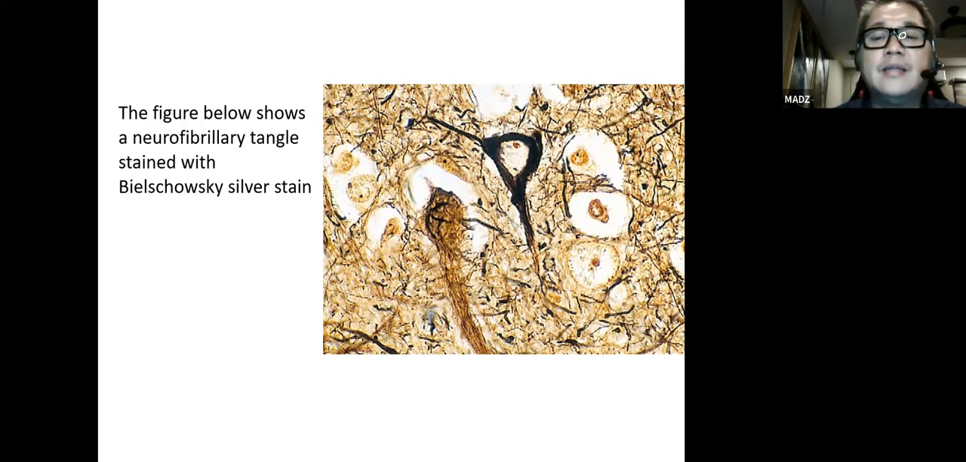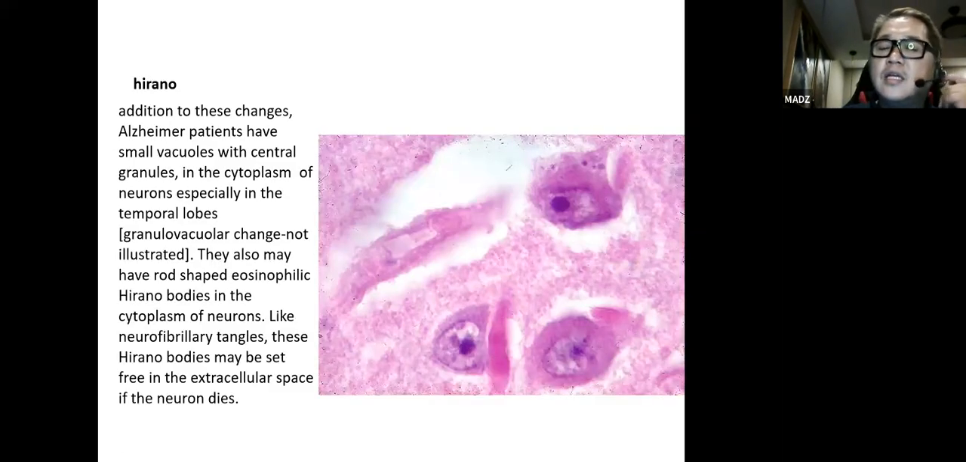causing a cognitive decline. Of course, other substances that are seen in Alzheimer's disease are the Hirano bodies. So here is your Hirano body. They can be intracellular or extracellular. So these are your Hirano bodies.